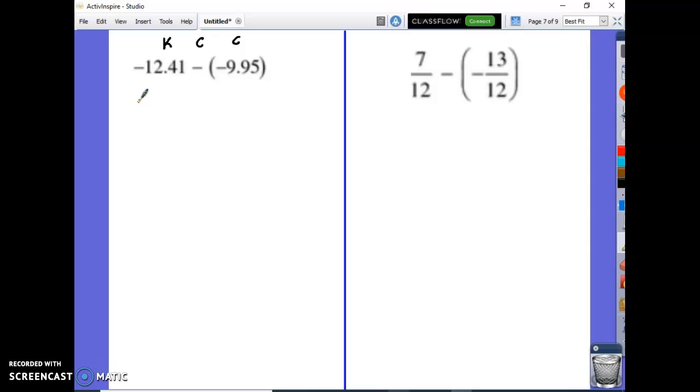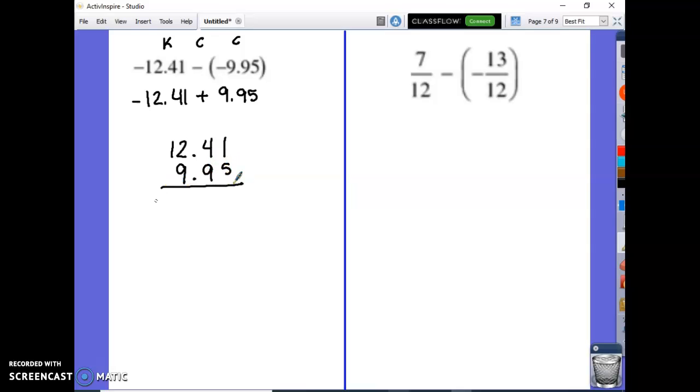So you're going to keep your first number the same, negative 12.41. Change that subtraction sign to an addition sign and change the sign on that second integer to the opposite. So it's a negative 9.95, so it's going to be a positive 9.95. So now we're adding different sign numbers, so we're actually going to subtract and keep the sign of the bigger number. But before we start subtracting decimals, we have to line them up. Make sure those decimal places line up. And I like to leave a little space so it's easier to line up your numbers.